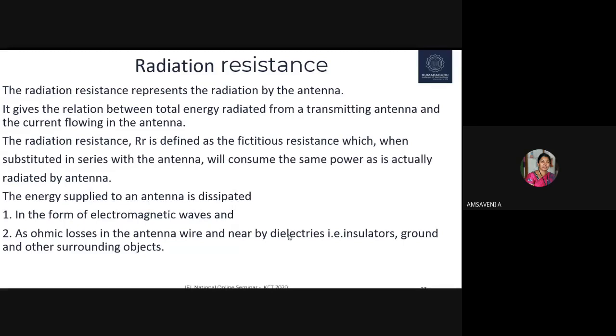The antenna will be supplied with RF energy, so that will be dissipated in the form of electromagnetic waves, which is the desired one. Or there will be some losses, such as ohmic losses in the antenna wire or nearby dielectrics. There may be nearby conductors to your antenna, so due to that you have losses.